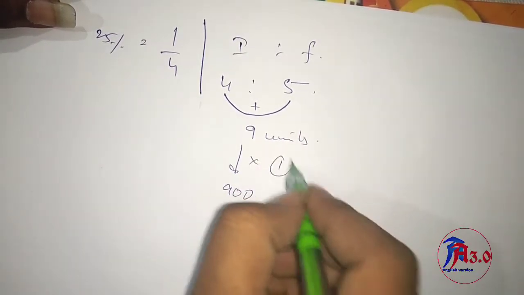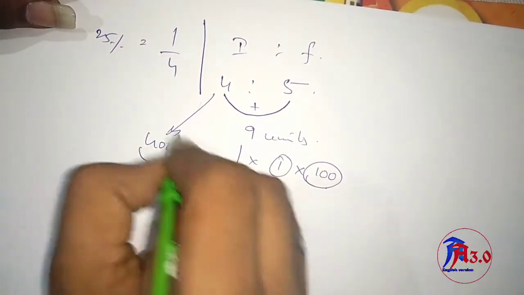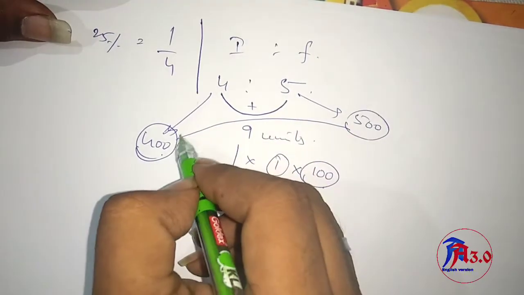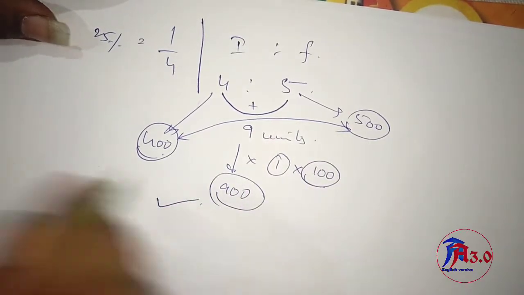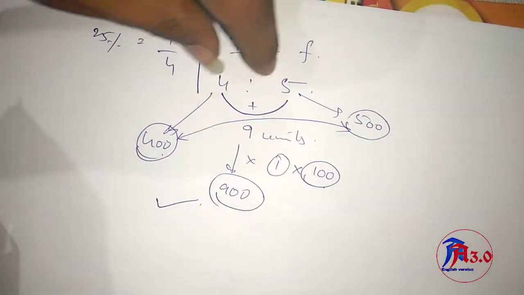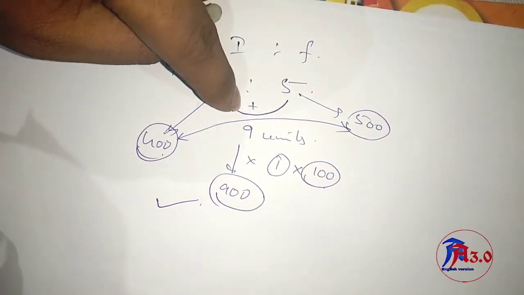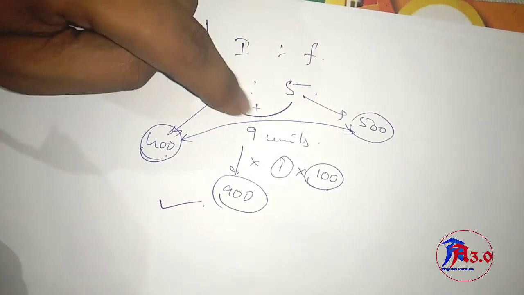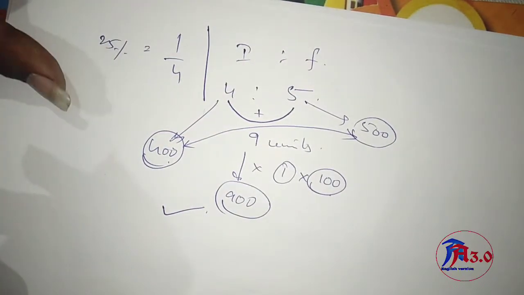So what is the value of 1 unit? Value of 1 unit is 100. Again, the original number is 400. Here the final number is 500. Try to add these two numbers. What will you get? 400 plus 500, which is 900. That means whenever you take the ratio form, you can consider the units according to the condition of question. Utilization of ratios is very important for solving a question.